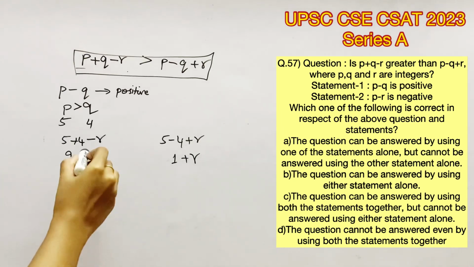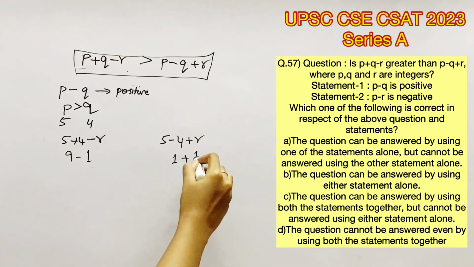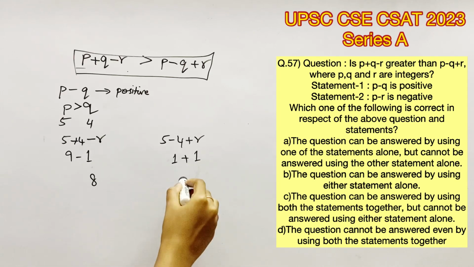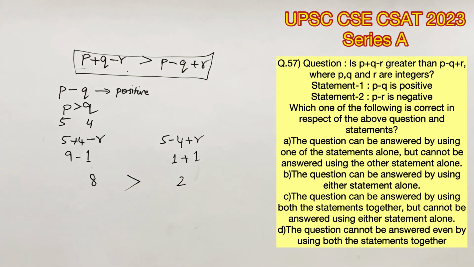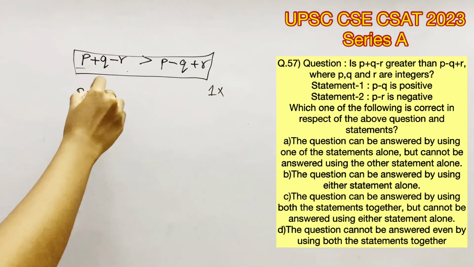But if you consider 1 in the place of r, we will get 8 here and 2 here, which means the first expression would be greater. Therefore, with the first statement alone, it is not possible for us to find which expression is greater.